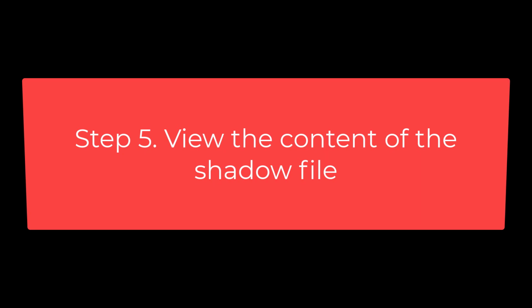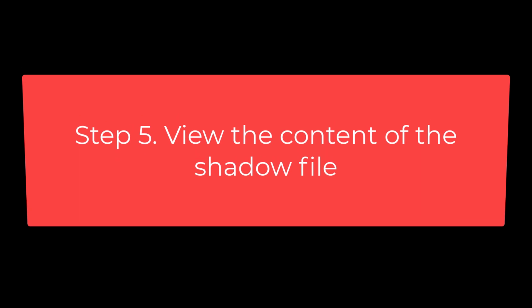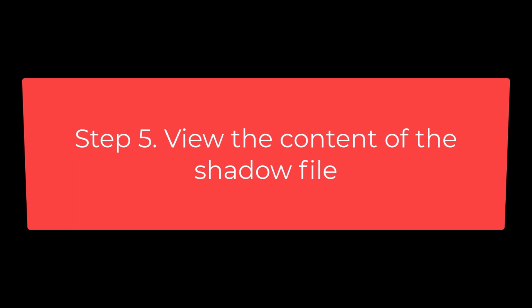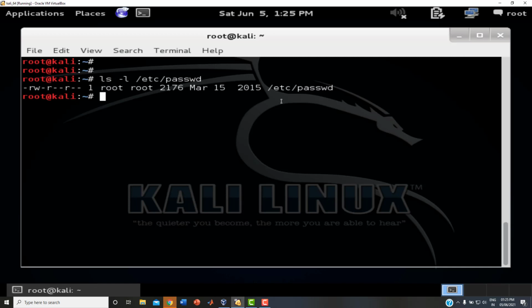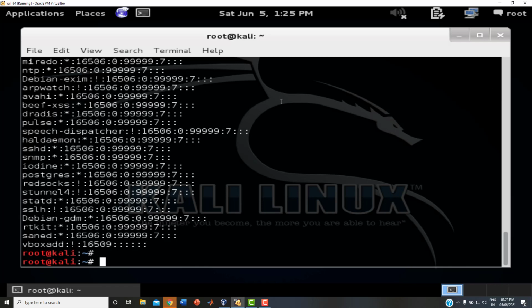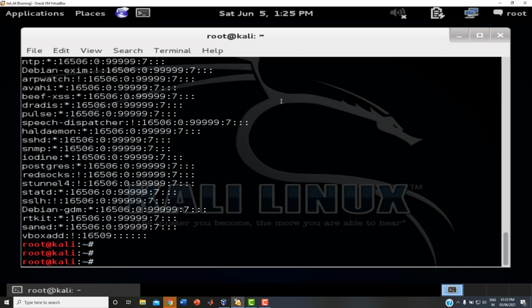Step number 5. You can view the content of the shadow file. The shadow file consists of all the passwords of the users. So the command to display the shadow file is cat /etc/shadow. So you can see the shadow file displayed here.